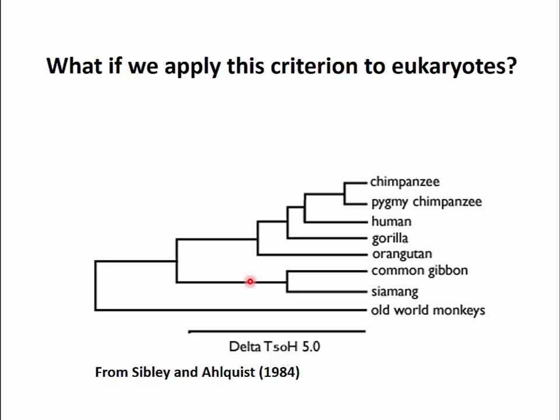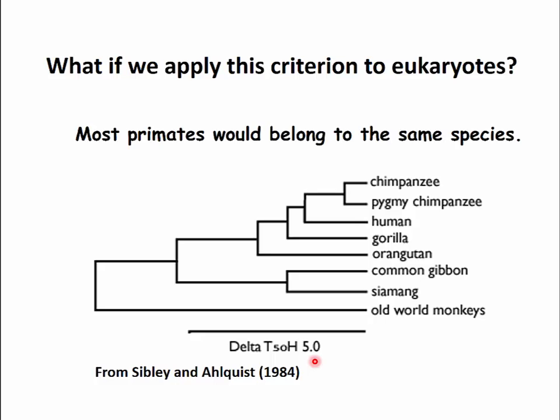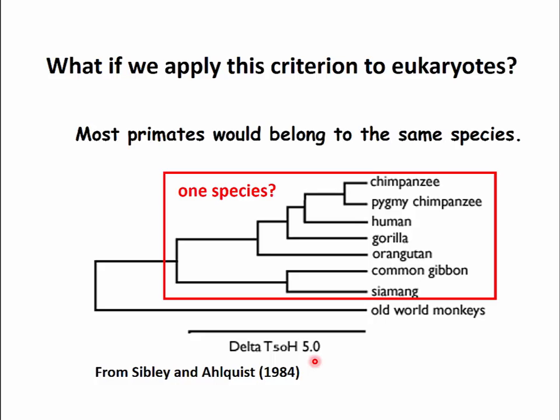Now, what if we apply this criteria, the species definition for prokaryotes, to eukaryotes? So this is the change in melting temperature for primates, and most primates would belong to the same species. So chimpanzees, humans, and gorillas, if they were prokaryotes, they'd all be in the same species. And I think that makes sense. That's believable to me.